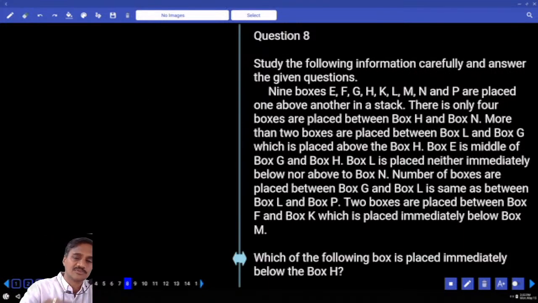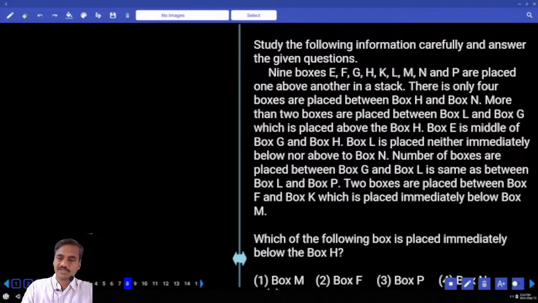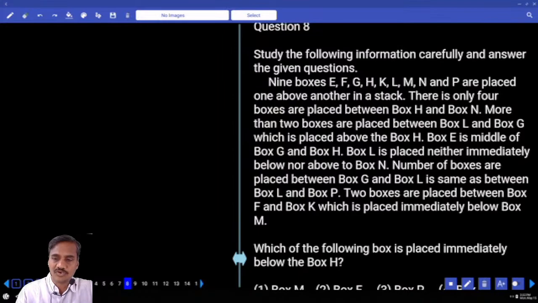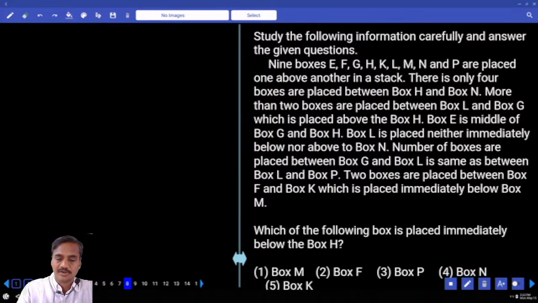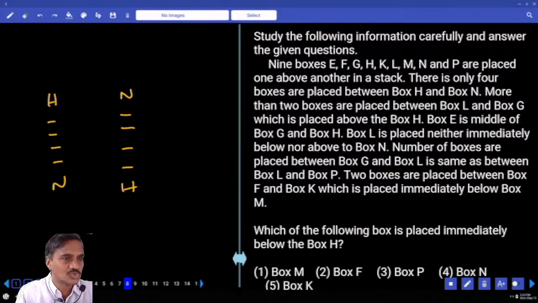Then coming to question number 8 onwards, there are 9 boxes placed one above the other in a stack. There are only 4 boxes between H and N, and more than 2 boxes are placed between L and P. Between H and N there must be exactly 4. If H is here, 1, 2, 3, 4, N is here, that is one possibility. In the next possibility, if N is here, 1, 2, 3, 4, H will be here. Hence there are 2 possibilities.